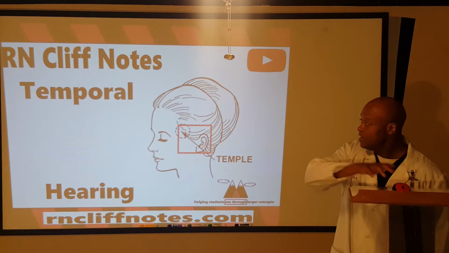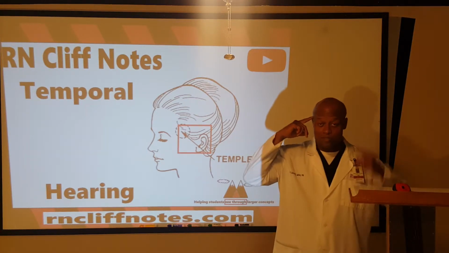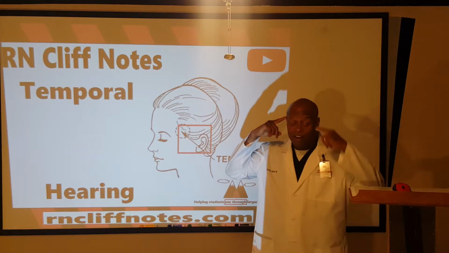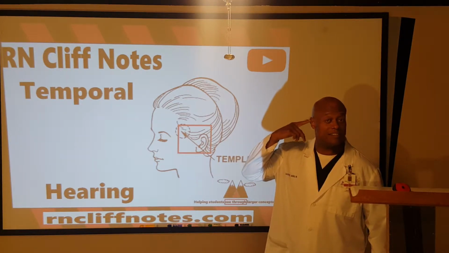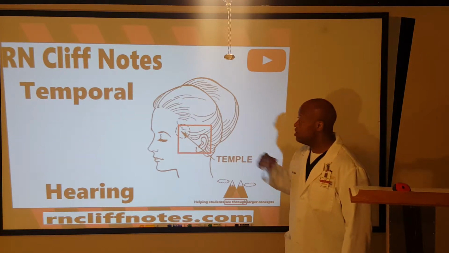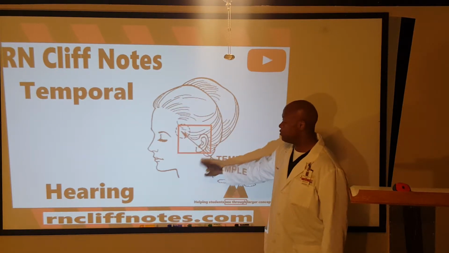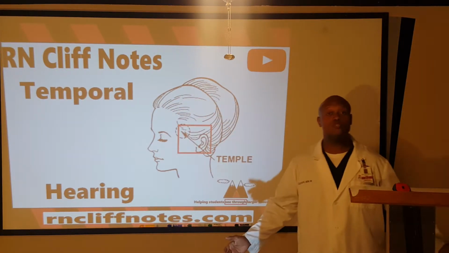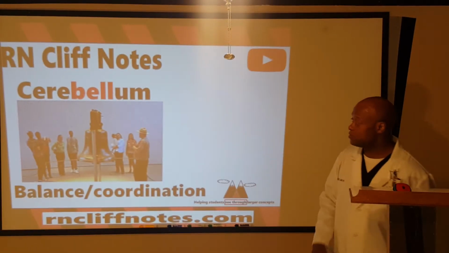Here we go. Temporal, pretty easy. Your temple, right, on your head is located very close to your ears. And that's the part that they're responsible for, hearing. So temporal lobe of your brain, what? Is associated with hearing. No sweat, right? Let's keep it moving.